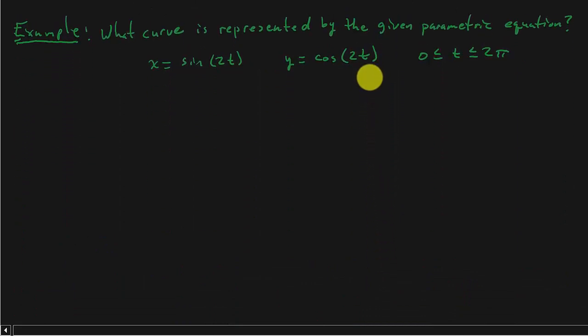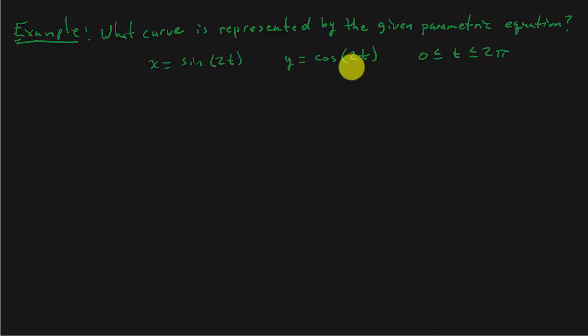All right, so what curve is represented by the given parametric equations? This one is a little different than the previous one. In the previous example, we had sine t and cosine t. Yes, I know this was cosine and this was sine: x was cosine t, y was sine t. That's one of the differences. But the other difference is, see, here we have 2t.